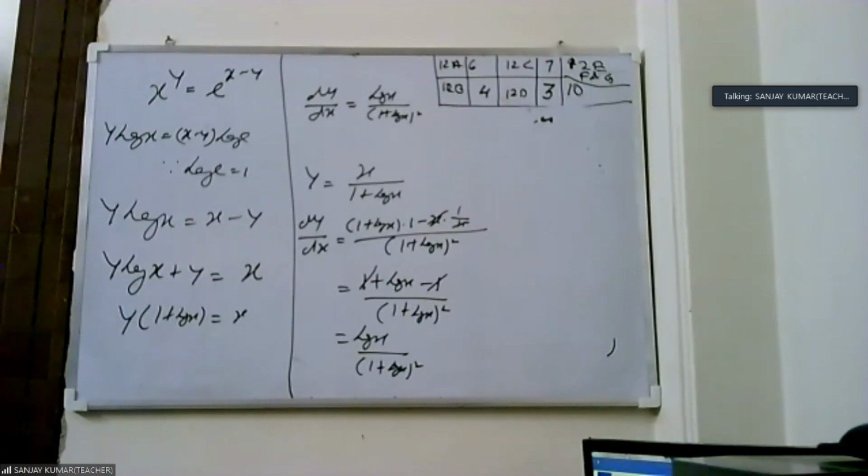When we apply log, I skipped one step and directly wrote y log x. This is y log x because we are using log m raised to power n is n log m. So y log x equals (x minus y) log e. The value of log e is 1, therefore we put log e as 1. Now this is y log x equals x minus y.